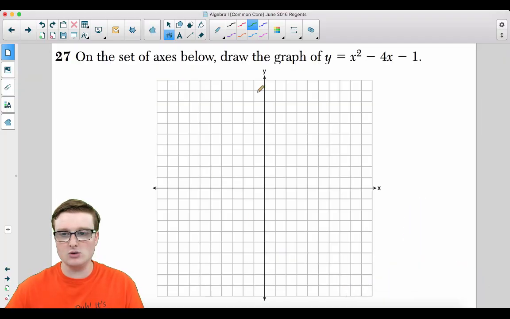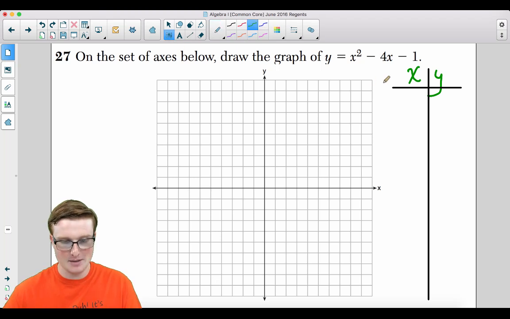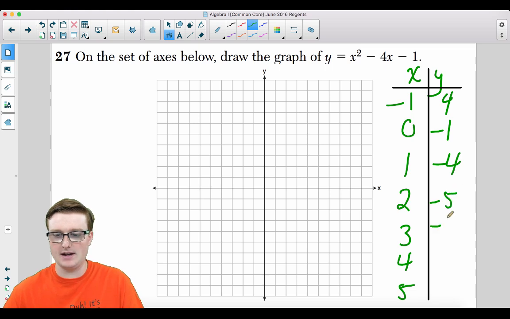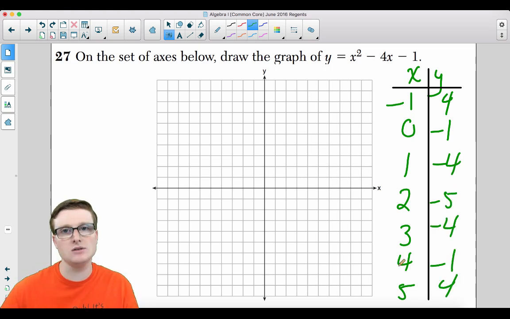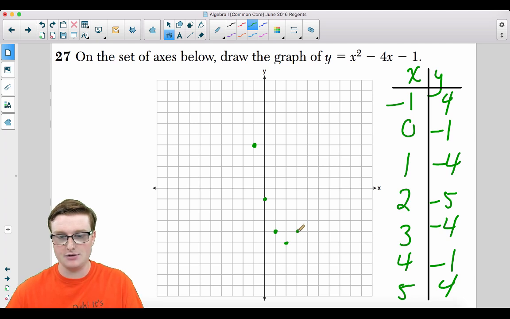So now all you need to do is just create a table of values. So x and y. I need to draw a line here because my lines are disgusting. So I'm going to go from -1 to 5. So -1, 0, 1, 2, 3, 4, 5. Then we get 4, -1, -4, -5, -4, -1, 4. These are the values that you get from your table of values off the calculator. Now we're just going to graph it. So we get -1, 4, 0, -1, 1, -4, 2, -5, 3, -4, 4, -1, and 5, 4.